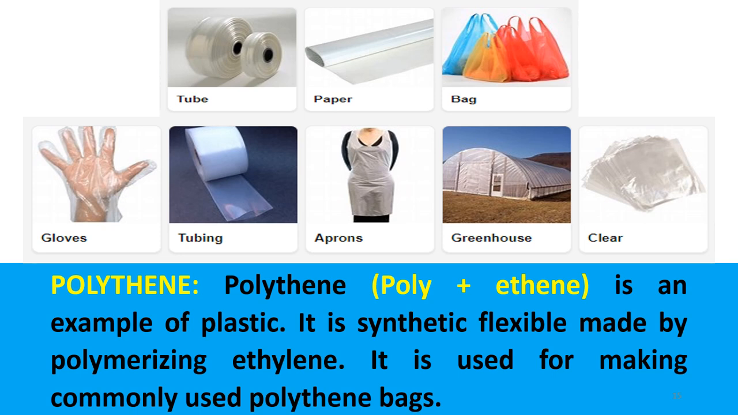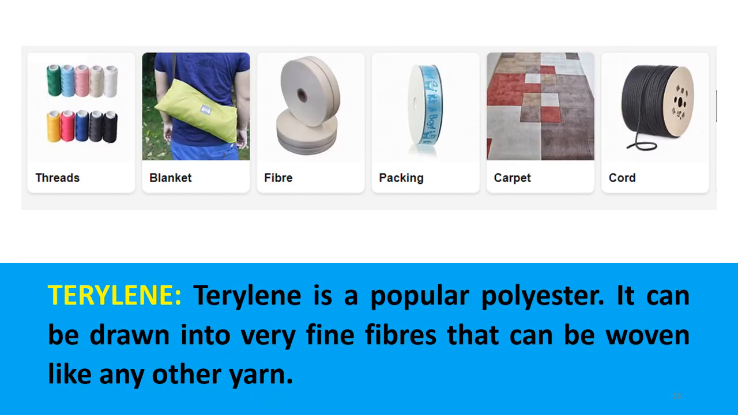The next keyword is terephthalene. Terephthalene is a popular polyester. It can be drawn into very fine fibers that can be woven like any other yarn.